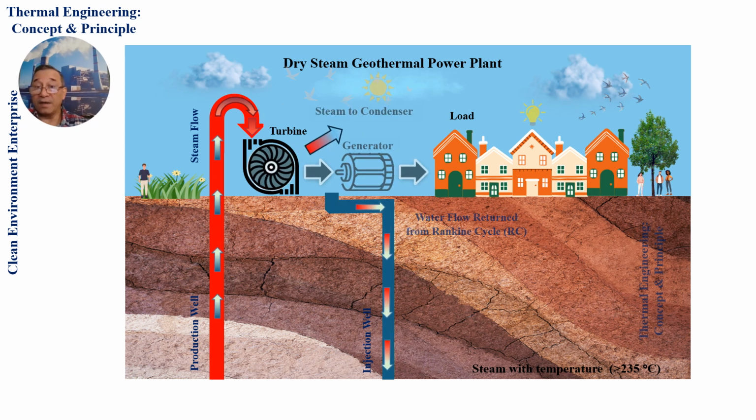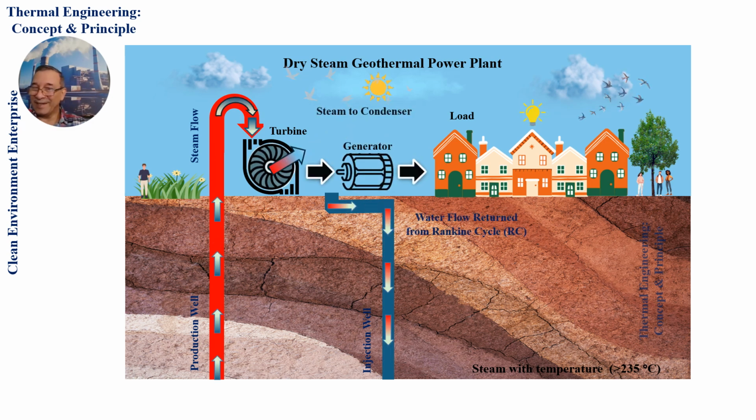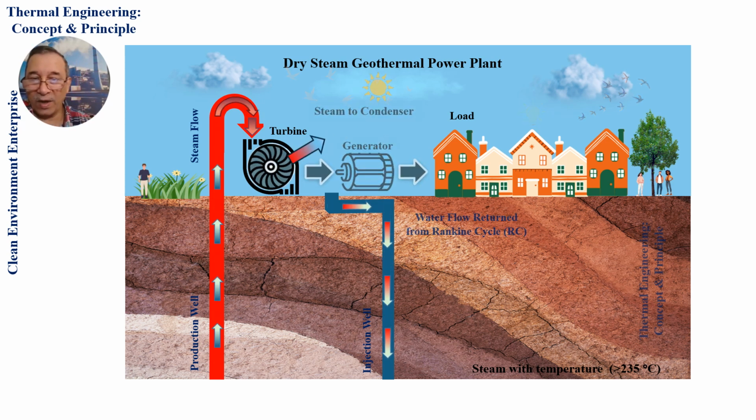and the turbine is a part of the Rankine cycle, which we have described earlier, and produces electricity to supply modern life use for factories, for domestic use, for governmental bureaus, and so on. And at the end, we get the condensed fluid from this cycle, returned back to a well called the injection well.